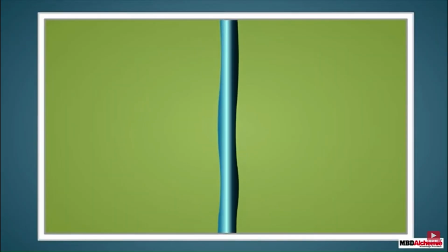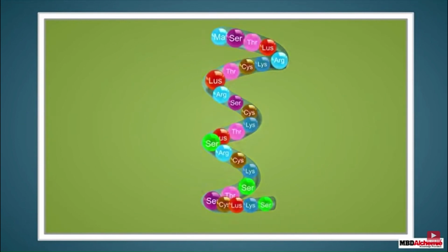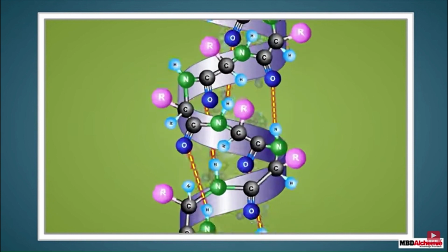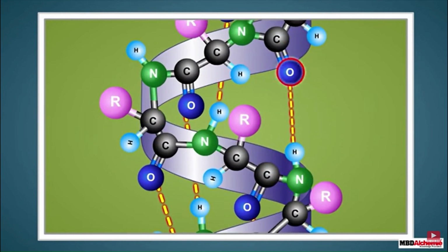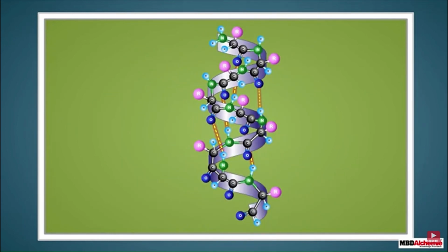Now, secondary structure of proteins refers to the manner or shape in which the polypeptide chains are arranged. The different arrangement of polypeptide chains exist due to the hydrogen bonding between the oxygen of carbonyl of one amino acid to the hydrogen of the amide group of another amino acid. The secondary structure shown right now is called alpha helix structure.